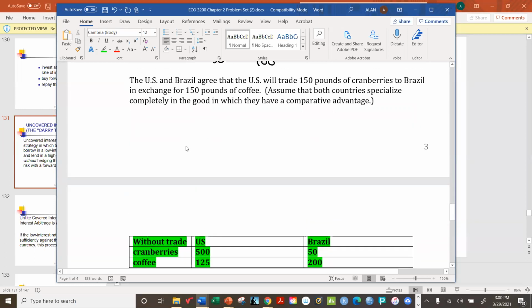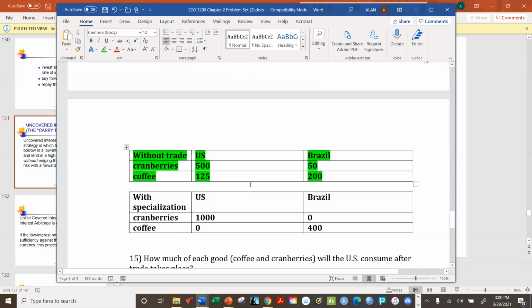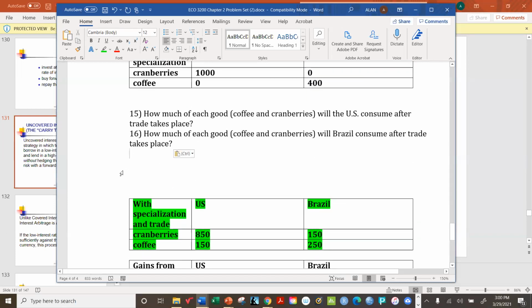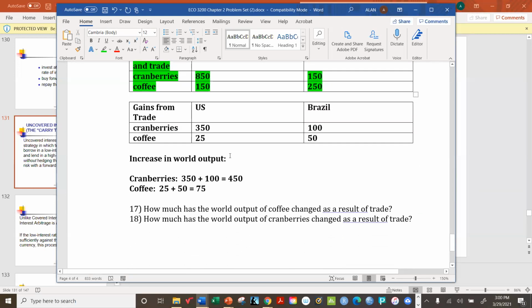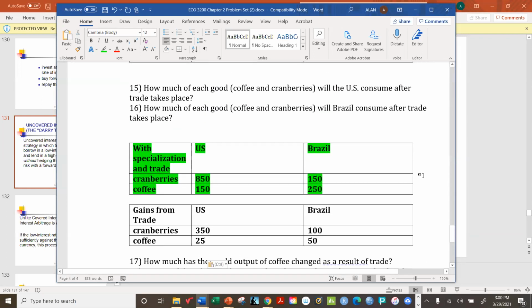Okay, so here all we did was show what happened without trade and with specialization. And after trade takes place, what is the result? And the gains from trade, it doesn't specifically ask about that, but it does ask for the increase in world output. And so therefore, that's what this is all about.